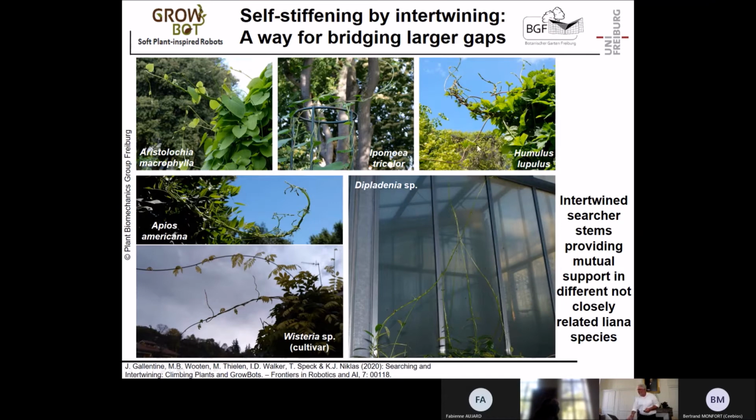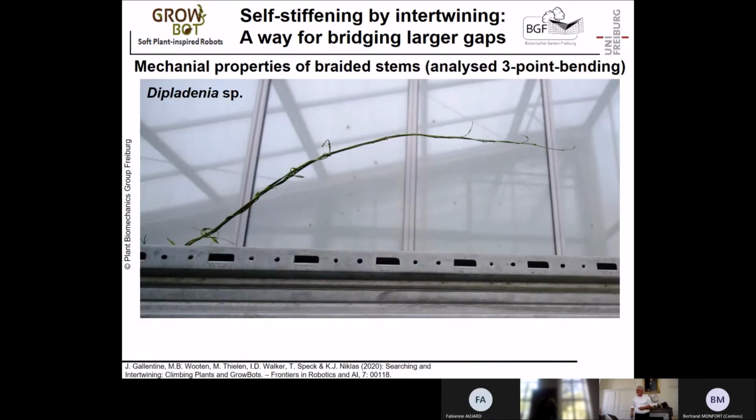Interestingly, they don't do the braiding mostly horizontally, they do it vertically. And at the base, here you see Dipladenia, 1, 2, 3, 4, 5, and it's a bit like the Eiffel Tower. They have a very stable basement. And by this, they can go very, very high, and then they topple over, and then they find a new support. It's a very interesting thing to do. And we analyzed. What did we do? Here's Dipladenia.